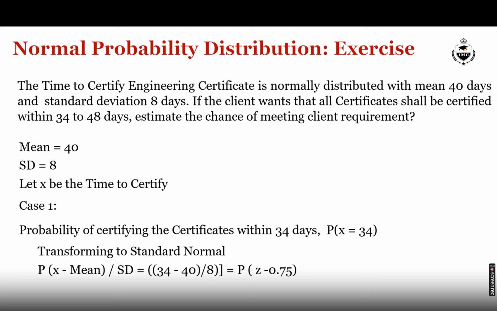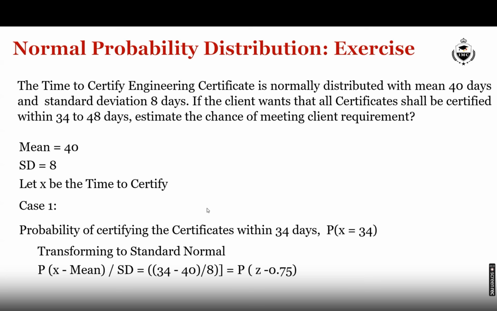So here we understand that we have to find out the probability for 2 days. One is 34 and the other 48, separately. Then take the difference of the two, which will give us the probability between 34 to 48. So this is the expression that is used for probability. P means probability. X minus mean: we try to find out how far our value is from the average. First, 34 minus 40 divided by standard deviation, which is equal to minus 0.75.